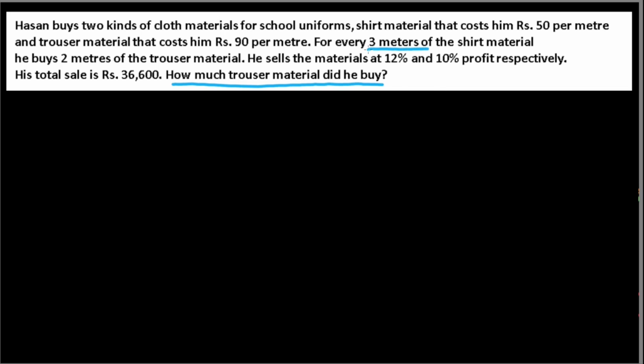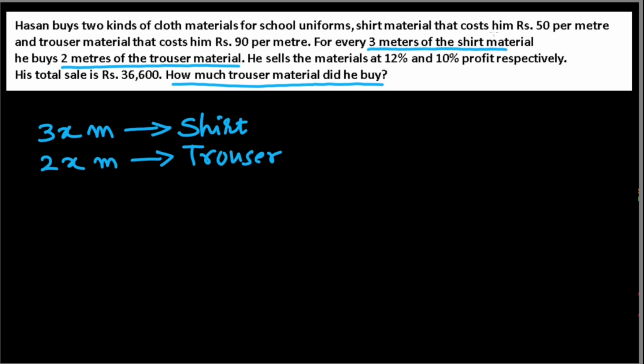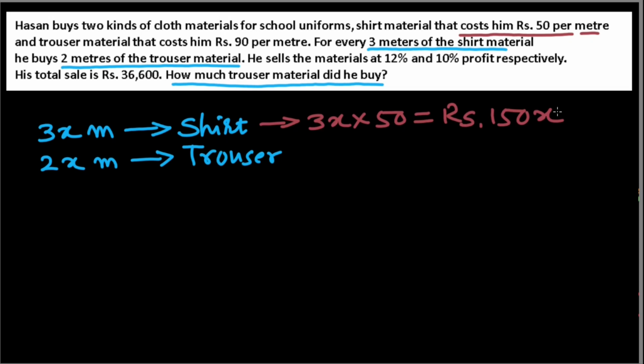Since 3 meters of shirt material is required, let us assume that Hassan buys 3x meters of shirt material. And since 2 meters trouser material is required for every trouser, so let us assume he buys 2x meters of trouser material. Now the cost of shirt material is rupees 50 per meter. So the cost of shirt material will be 3x multiplied by 50. That will be rupees 150x. So this is the cost price of shirt material.